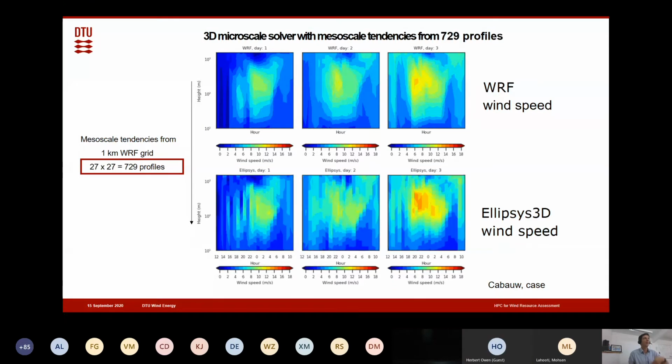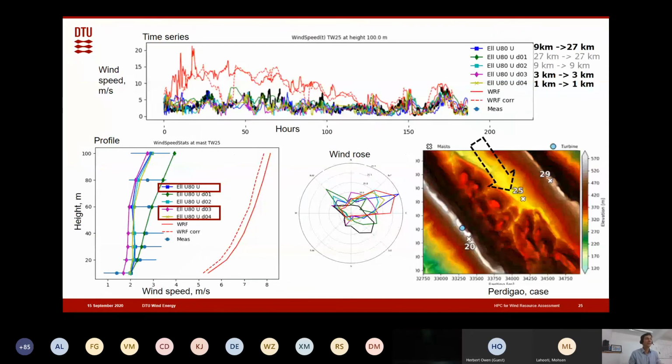If we do this now with the 729 profiles covering the 27 by 27 grid, we get a much better representation of the evolution of the wind speeds through these days. So this is now kind of demonstrated for a more simple flat case. But the concept is that now we can extend that to more complicated cases like Pedregal, for example. And that's been done. So Dalibor has done that with numerous ways of doing this multiple column approach.